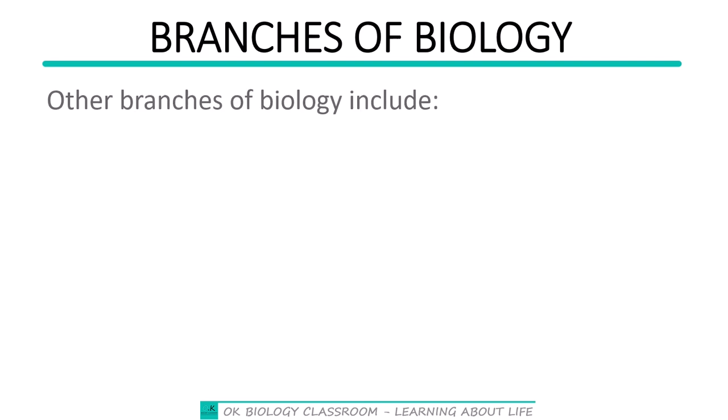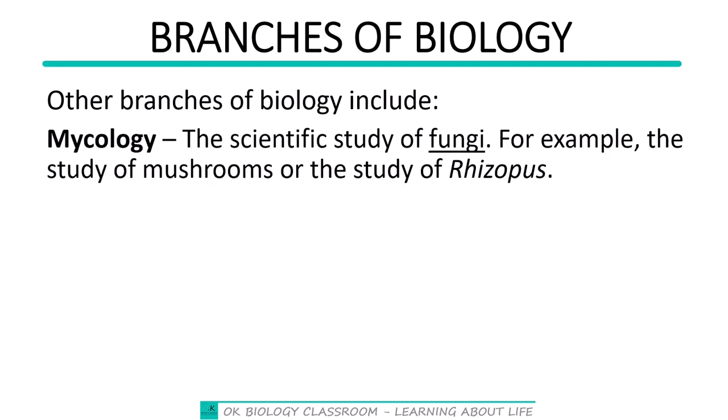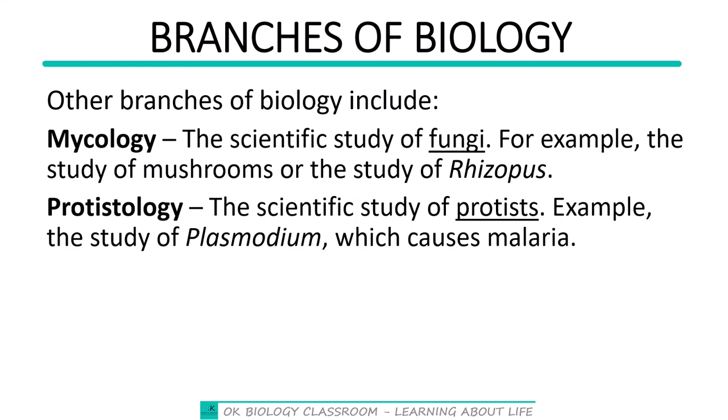Now in looking at the other branches of biology, we can talk about mycology, which is the scientific study of fungi. If the biology is focusing on fungi, examples of fungi are the mushrooms and rhizopus. So the study of organisms like these fungi is what we refer to as mycology. What about if protists are being studied? That is protistology, the scientific study of protists. An example of a protist is Plasmodium.